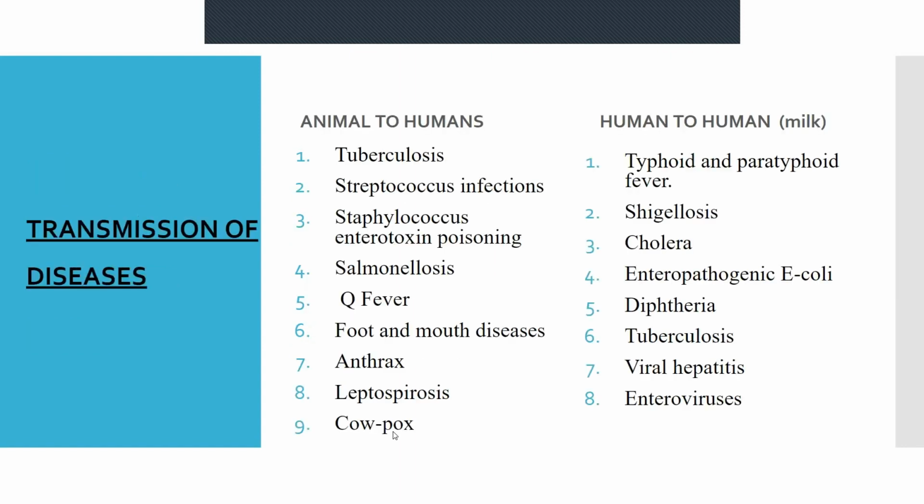The transmission of disease is classified into two types. The first classification is animal to human transmission, whereas the second is human to human transmission through milk. Animal to human transmission includes tuberculosis, streptococcal infections, staphylococcal poisoning, salmonellosis, Q fever, foot and mouth disease, anthrax, leptospirosis, and cowpox, which makes 9 diseases.